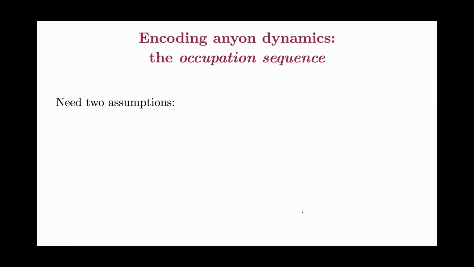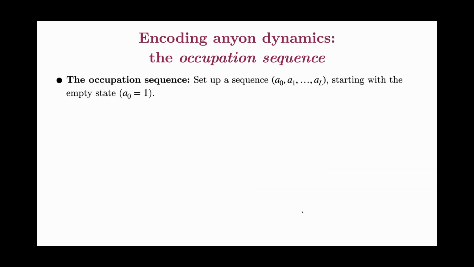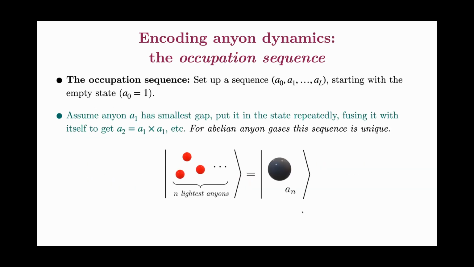So we can codify these assumptions, I'll skip this slide, into something that we termed the occupation sequence. Basically you take an anyon, which you say, okay, this is my lightest anyon, it has the smallest gap. When I dope my system, my electrons split into these anyons. And I just start putting these anyons into states where the outcomes are determined by the different fusion channels in my system.